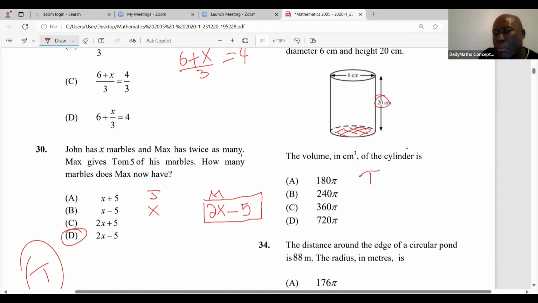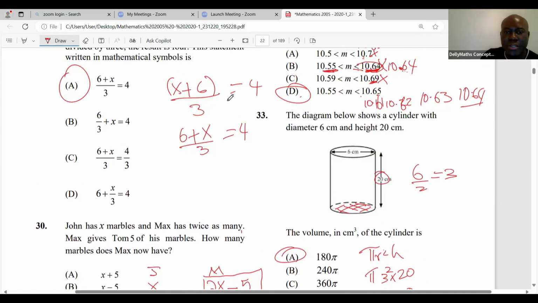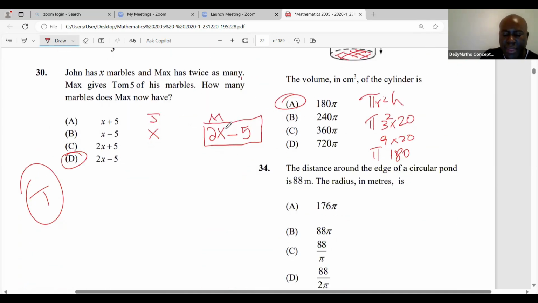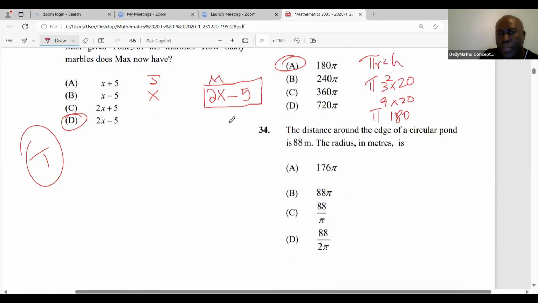So basically, remember pi r square h. The diameter was given, so the radius is 3, right? You have to divide the 6 by 2 to get the radius, and then times 20. Let's put that together. This is 9 times 20, which is 180 with your pi. So anything with 180 pi, and we're good. And we're seeing that 33, the answer is actually a 34.